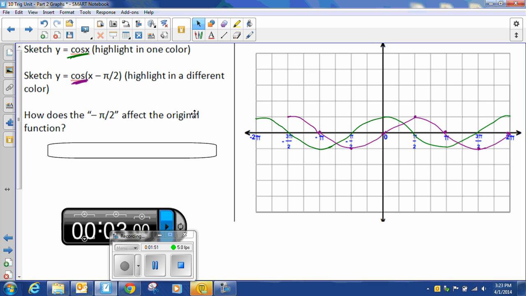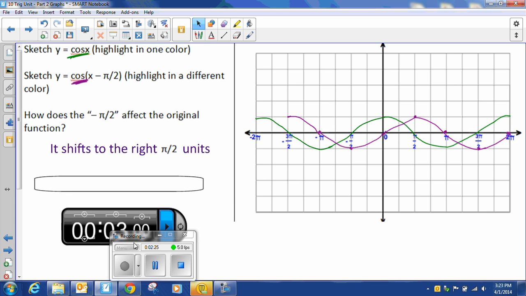And finally, we're going to see what the effect of cosine of x minus pi over 2 has on cosine of x. So the original function cosine x is in green, and in purple is cosine of x minus pi over 2. If you notice, everything has been shifted to the right this many units, and this length right here is pi over 2. So it actually shifts it to the right pi over 2 units.